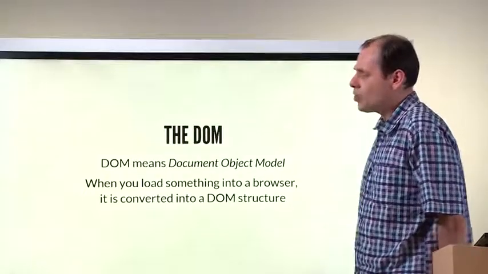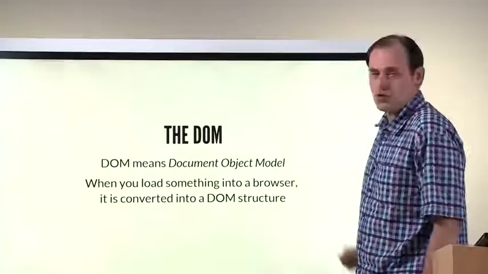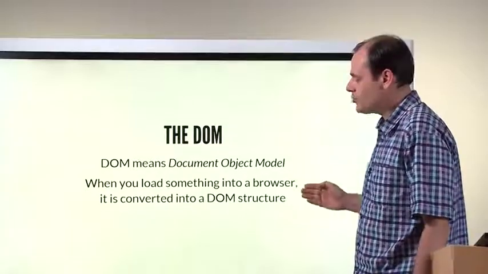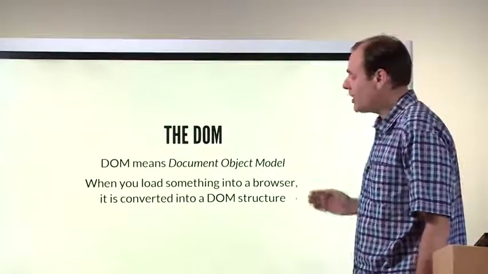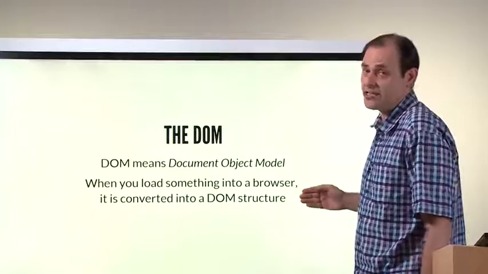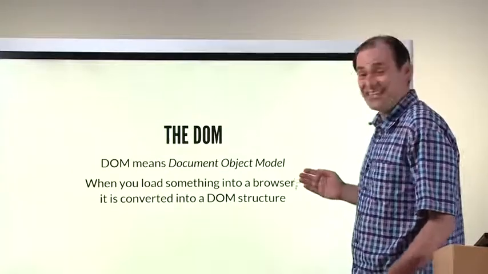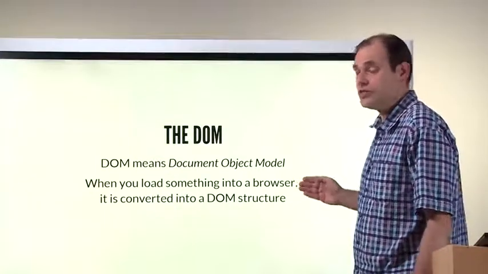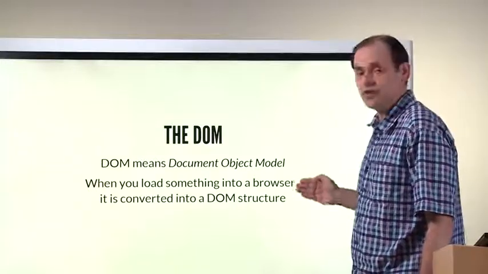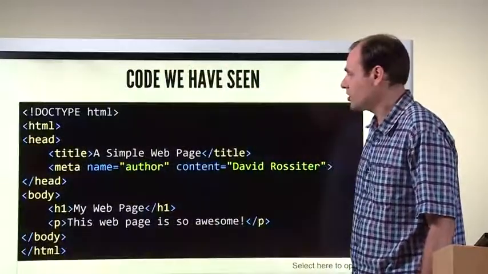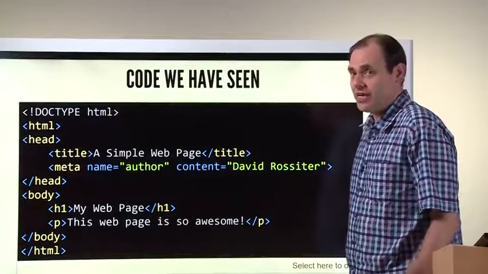So DOM, what does it mean? Document Object Model. When you load something into a browser, it gets converted into this DOM structure. Whatever you load, HTML, XML if you were doing that, SVG, all of those things get converted into this DOM structure. Now, we're focusing mainly on HTML.